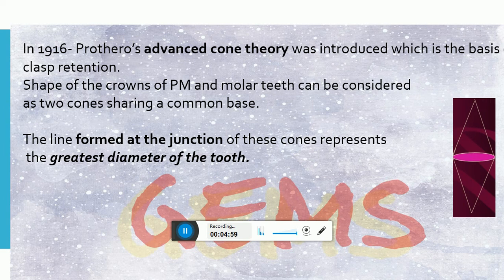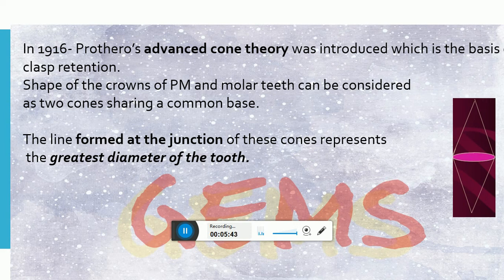Next is something very important, that is Prothero's advanced cone theory. In 1916, Prothero's advanced cone theory was introduced. Okay, and this is the basis of the clasp retention. There are two cones, correct? The shape of the crowns of premolar and molar teeth can be considered as two cones, and these are sharing a common base, correct? The line formed at the junction of these cones represents the greatest diameter of the tooth.